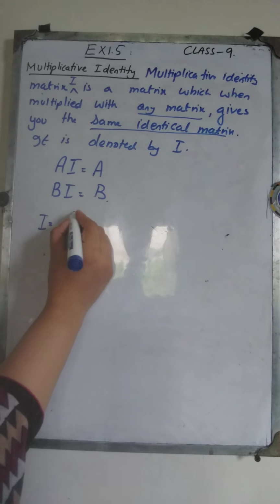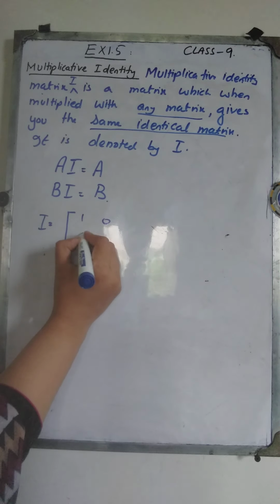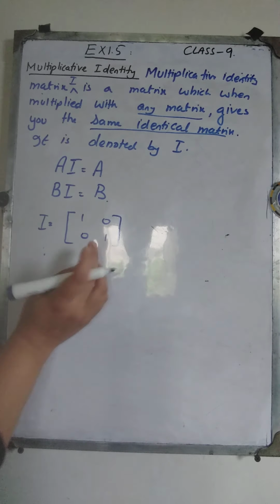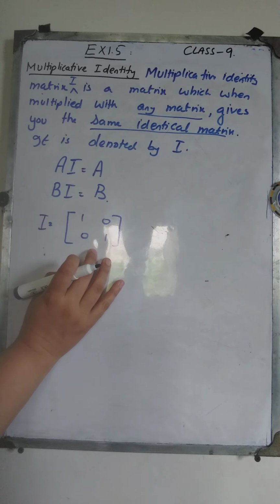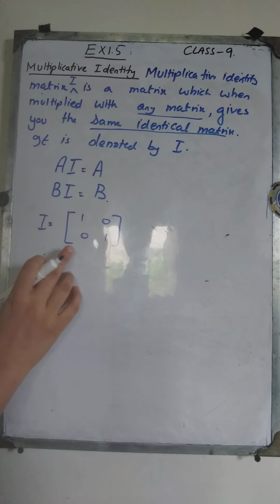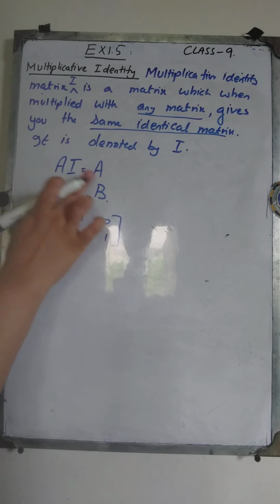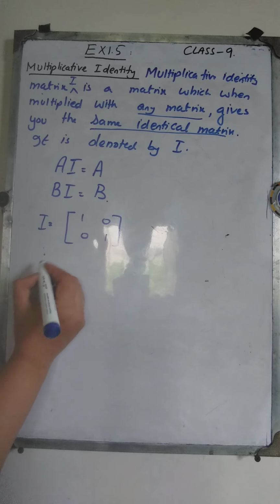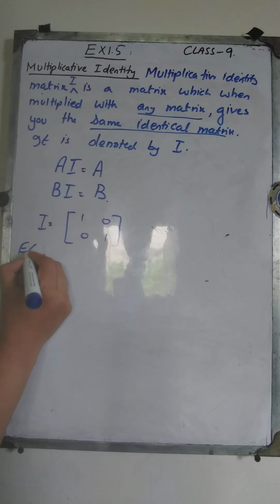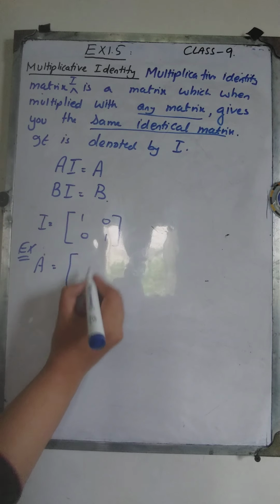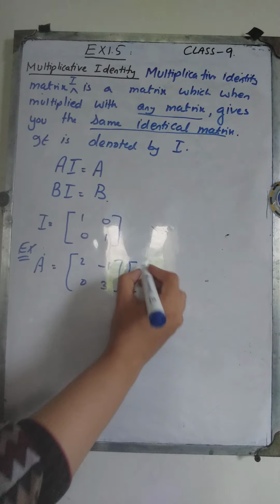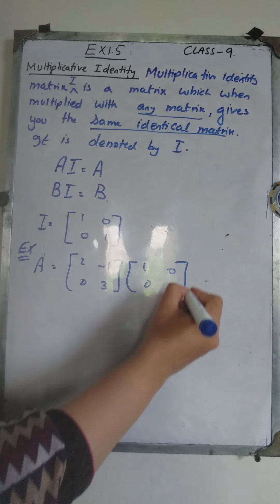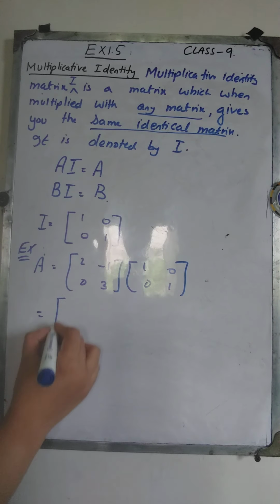And in matrices, this role is played by the unit matrix that we have studied in types of matrices. A unit matrix for 2 by 2 was 1 0 0 1. If you remember, this was the unit matrix we studied in previous lectures. This is the matrix which when multiplied with any matrix gives you the same matrix back. For example, suppose you have the matrix 2, negative 1, 0, 3. You multiply it with this matrix 1 0 0 1, and it will give you the same matrix back.